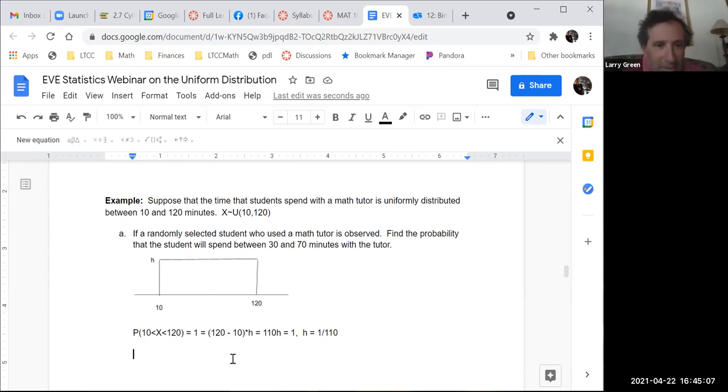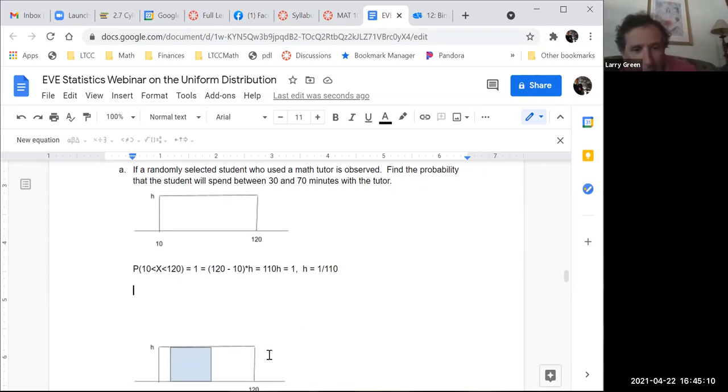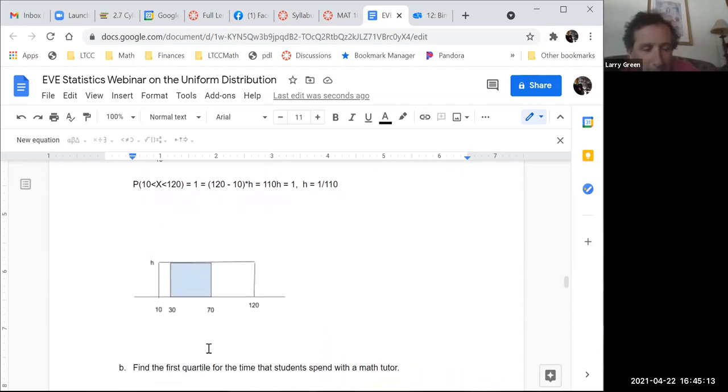Okay, so that's what we've got so far. Now let's do a little more. We want to find the probability that the randomly selected individual spent between 30 and 70 minutes with the tutor. So now I'm going to shade in between 30 and 70. Any questions on this idea? So let's write this out. Probability that 30 is less than X is less than 70.